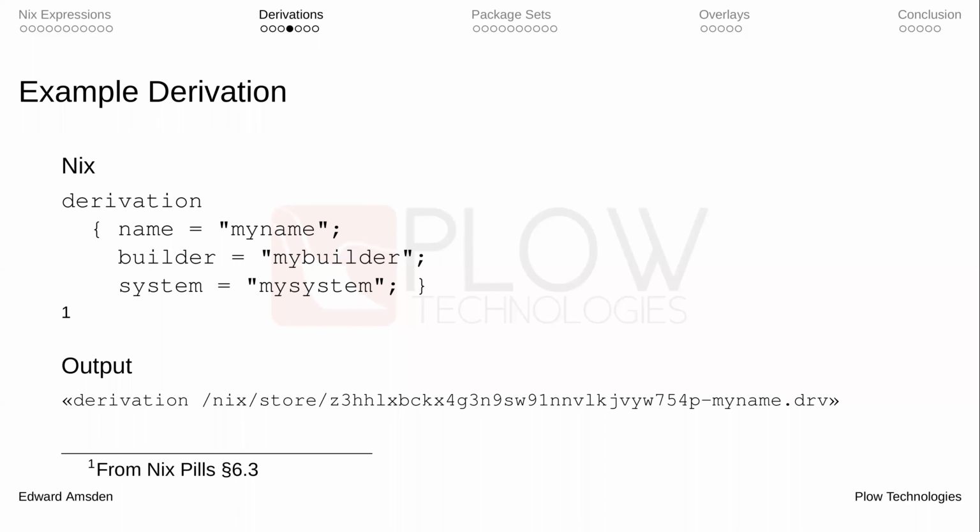Here's an example, one that won't actually build, but it will write a .drv to the Nix store. If you try to build the .drv, it won't work. These 3 parameters to derivation are all that's strictly necessary. You have to name your derivation, you have to tell it what builder to run, and you have to tell it what system the derivation is valid on.